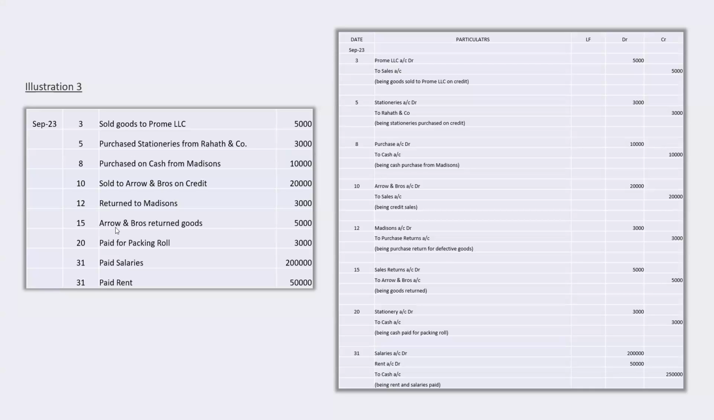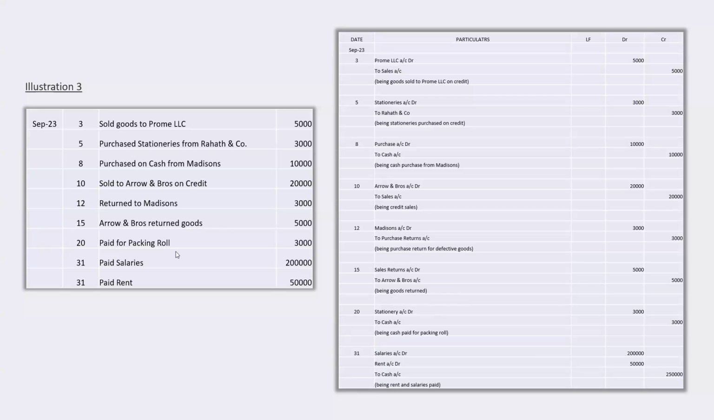Okay. And the next entry, Arrow and Brothers returned goods 5,000. And again, this is sales returns account debtor to Arrow and Brothers account creditor being goods returned. So here we haven't specified the reason because maybe Arrow and Brothers haven't communicated why they are returning the goods. If that is communicated, in narration we can clearly mention why they have returned the goods to the organization. So this narration will always help in auditing and while filing the taxation process.